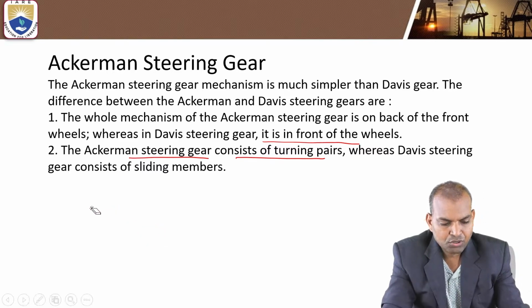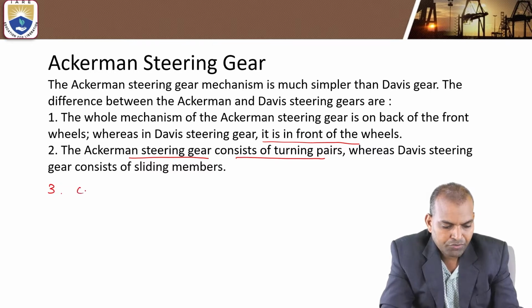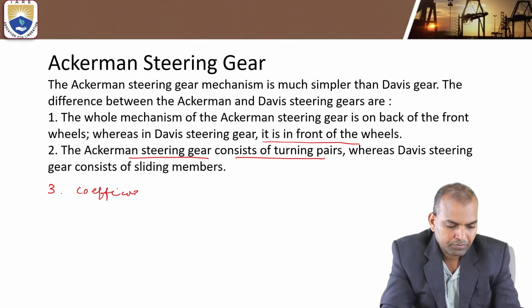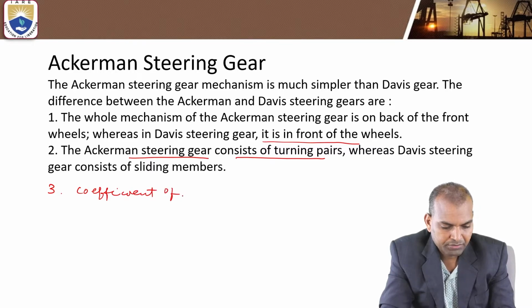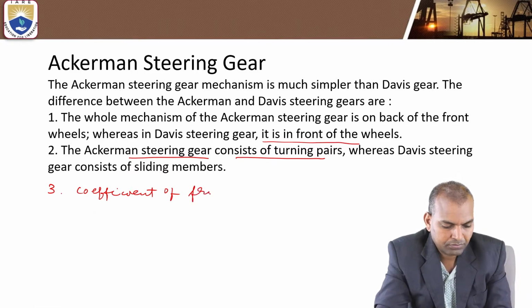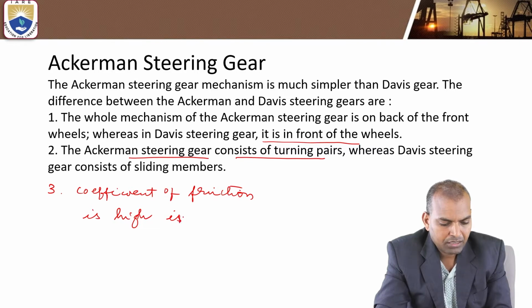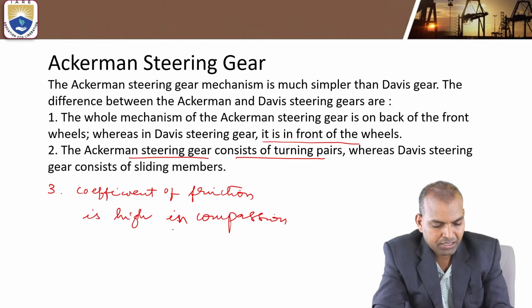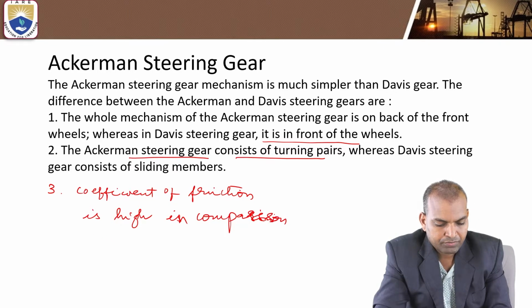So the third point is the coefficient of friction. The coefficient of friction is high in the case of the Davis steering gear mechanism in comparison to the Ackermann steering gear mechanism.